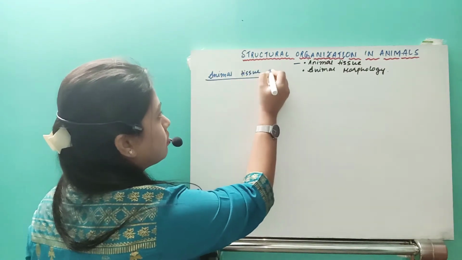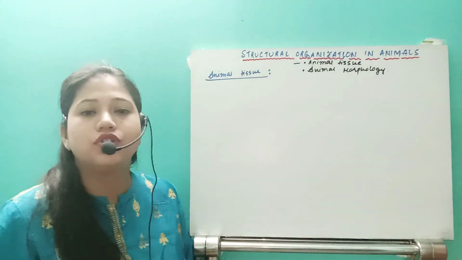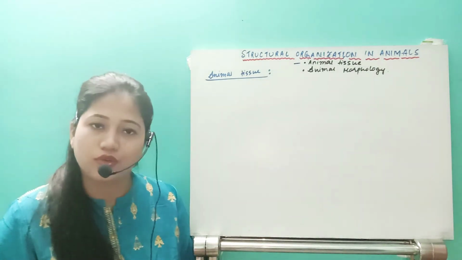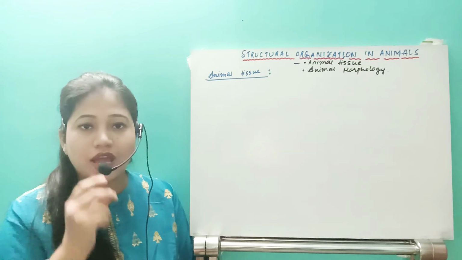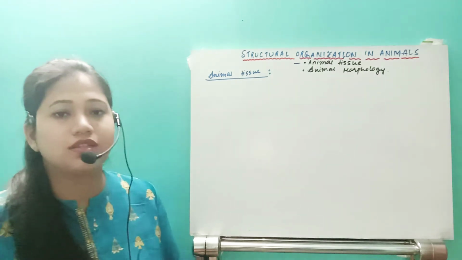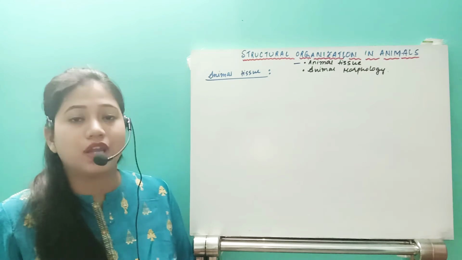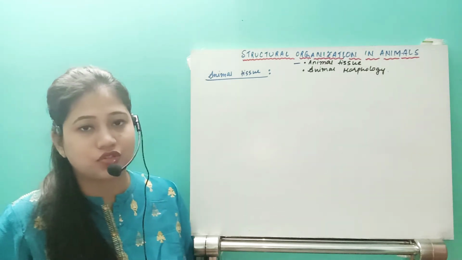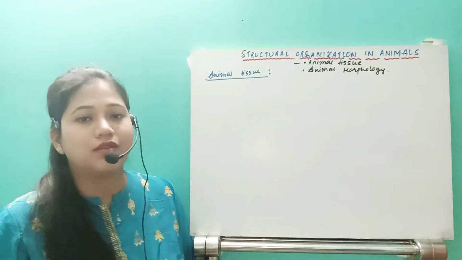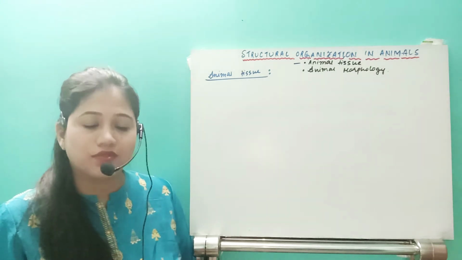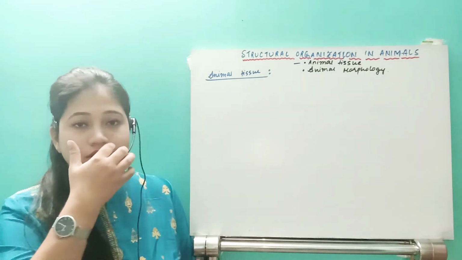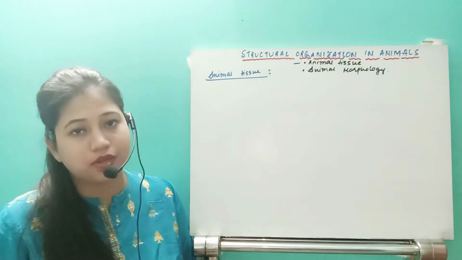First of all, animal tissue. First of all, we should know what is tissue. Okay, so already in the animal kingdom we know that this is actually one level of organization. From which phylum this tissue level of organization was started? It is the phylum Coelenterata, right? Right from the coelenterates the tissue organization started to appear.